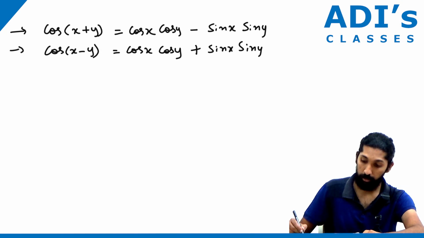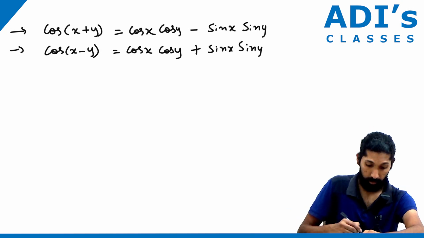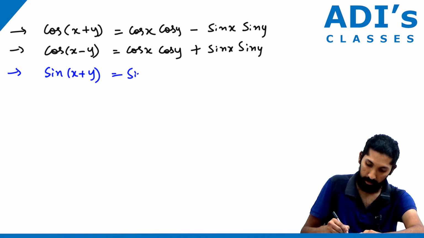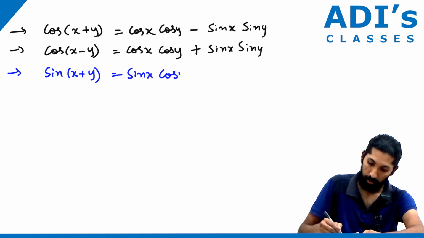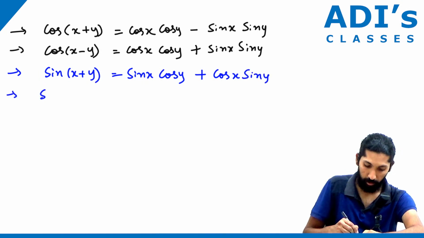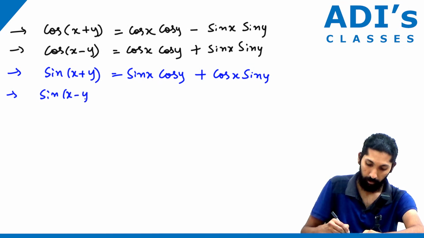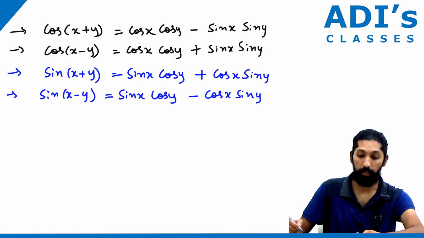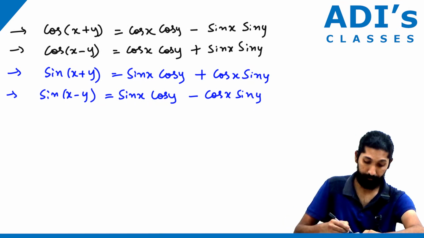Next, we have two formulas based out of sine function. That is, when you have sine of x plus y, you have sin x cos y plus cos x sin y. And when you take sine of x minus y, you have sin x cos y minus cos x into sin y. Right? Then we have tan function.